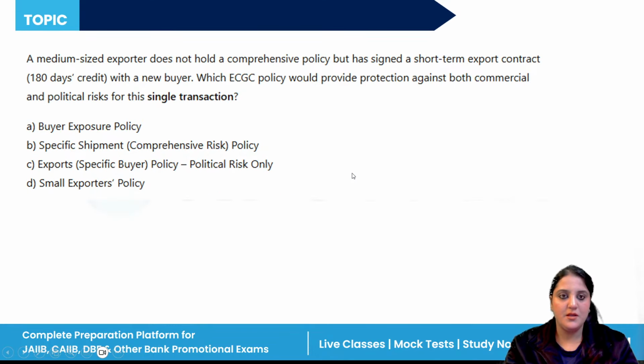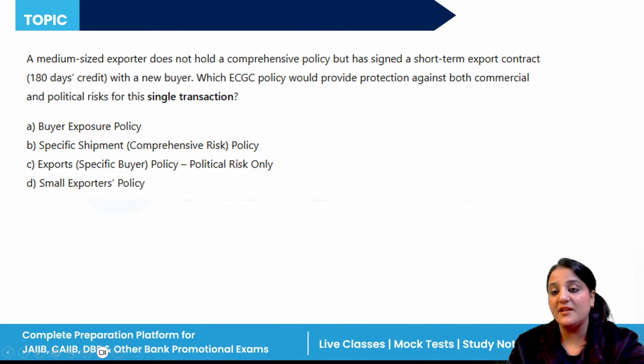Next question. A medium size exporter does not hold a comprehensive policy but has signed a short term export contract with a new buyer. So which ECGC policy would provide protection against both commercial and political risk for this single transaction?